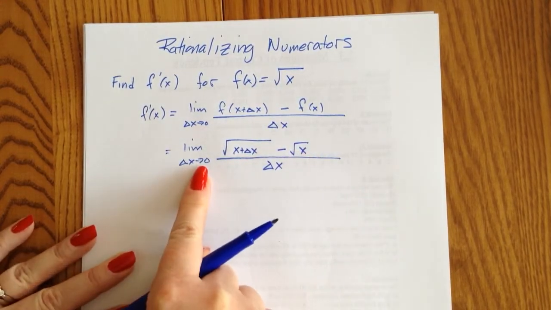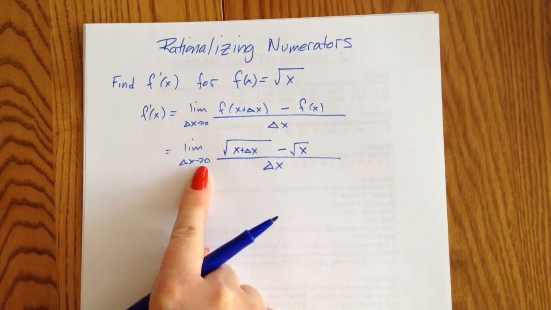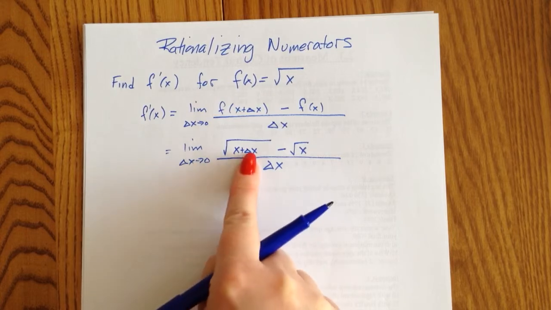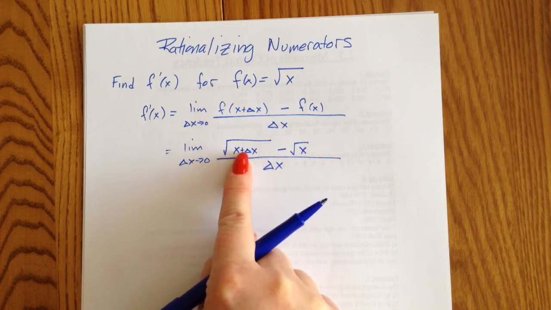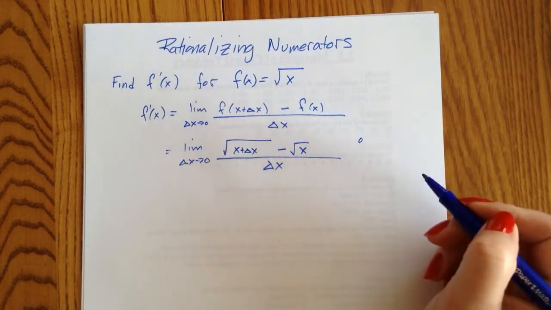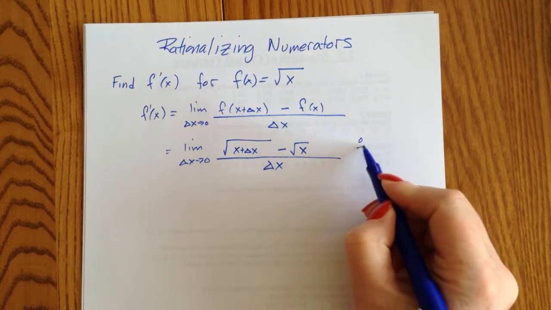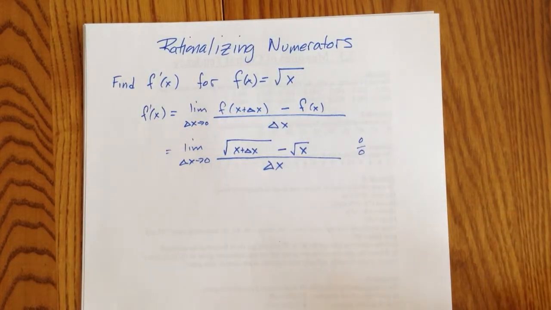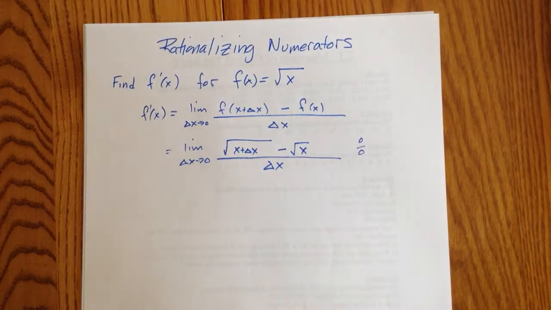Now, when we have a limit approaching a number, the first thing we try is to fill in the number. I want to fill in delta x becomes 0. If delta x becomes 0, this is x plus 0, so that's the square root of x. Square root of x minus the square root of x is, well, 0. And the denominator is also 0. Oh no, 0 over 0. That does not mean we're done. That means we are going to attempt to factor, cancel, and plug back in.